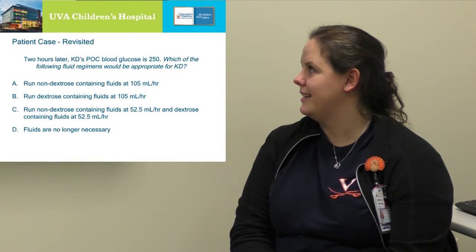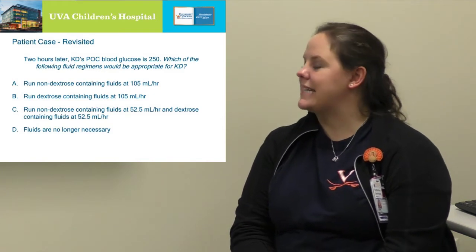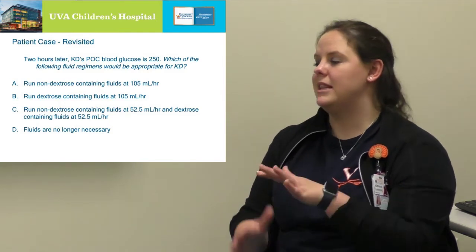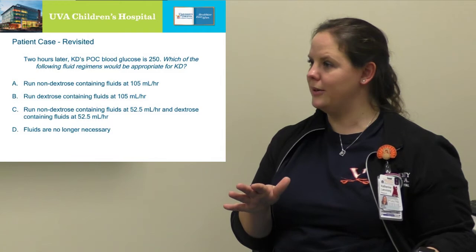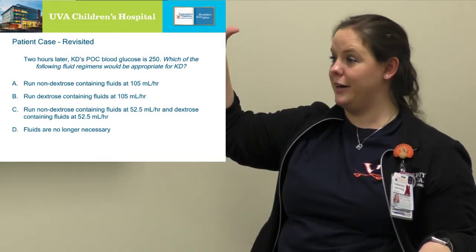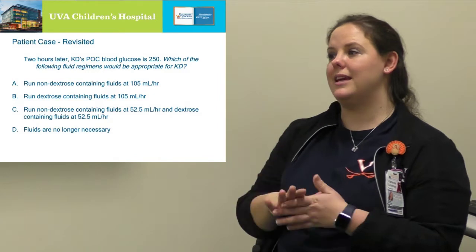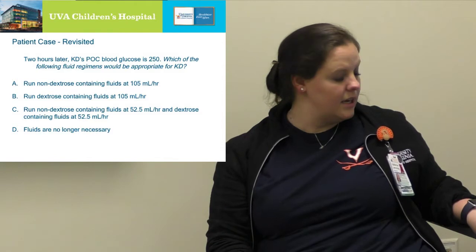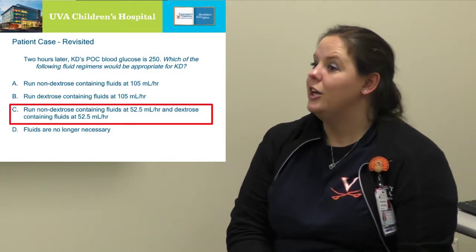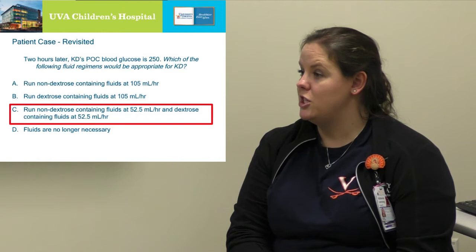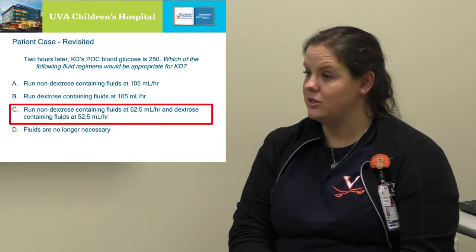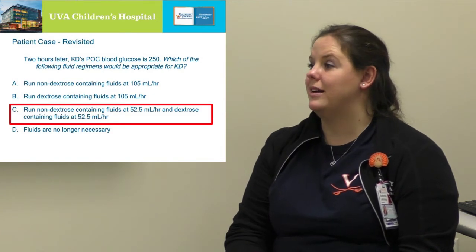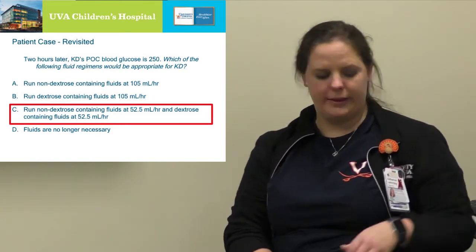Okay. So it's kind of hard to remember, and this is all written down for you guys in the protocol. So think of it as 200 and below is dextrose only, 300 and above is non-dextrose. Anything in between is going to be a mix between your dextrose and your non-dextrose containing fluids. Because it's 250, you're going to split the maintenance rate, so 52.5 mLs per hour of the dextrose containing fluids, and the other half at 52.5 mLs an hour is going to be your non-dextrose containing fluids.